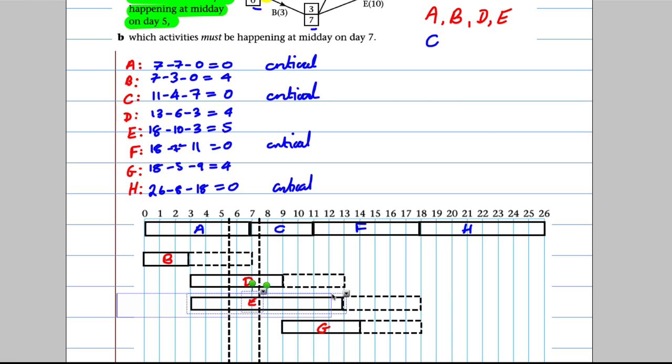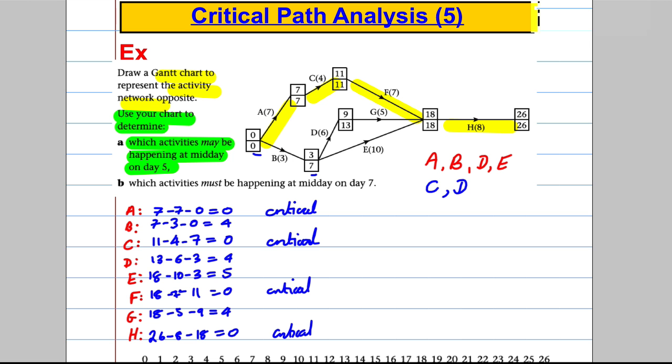What about E? Could we move it? Sorry, D. Just checking D there. D still must happen midway between there. What about E? Could we move it out of the way here with E? So if you moved it all the way to the end, then it doesn't necessarily have to be happening. So E doesn't have to be happening. So just D must happen. So I put C, and the answer would be D there. That must be happening at midday on the 7th day.